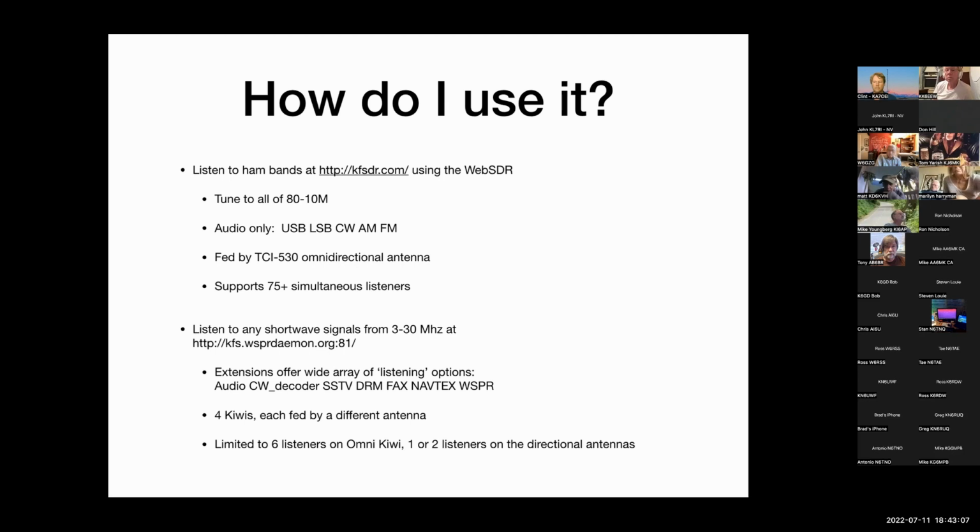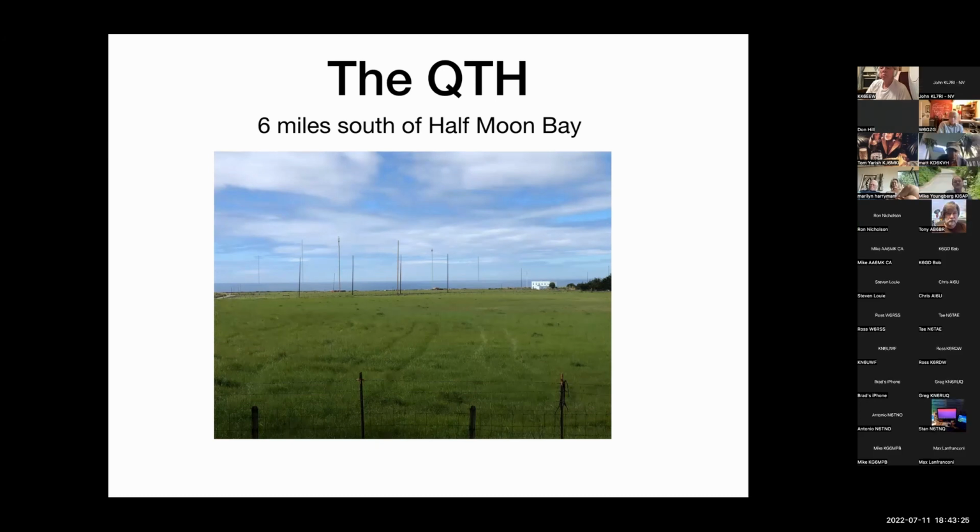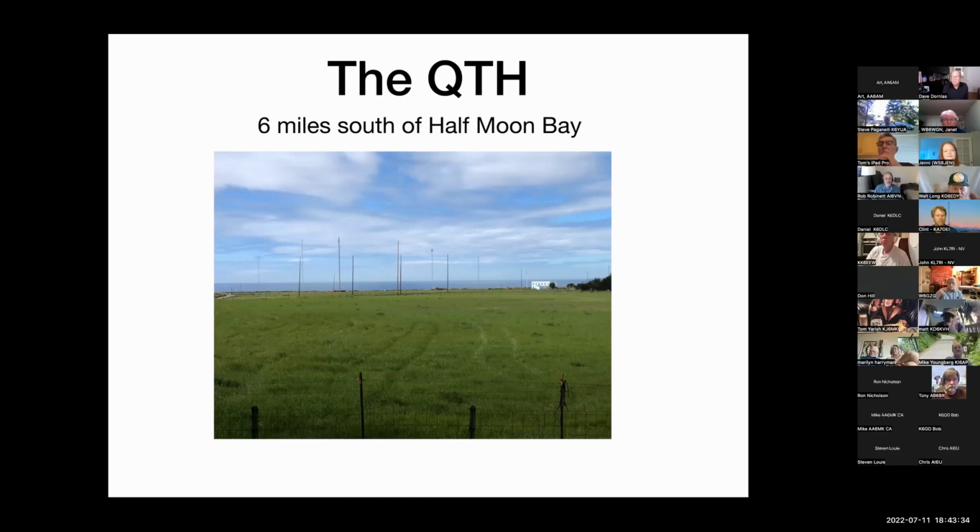Let's see if I can go to the next page. This is a picture of the QTH. If you have driven down Highway 1 about 6 miles south of Half Moon Bay on the ocean side, you can see this forest of towers. Some of them, the newer telephone pole ones, are no longer in use. But the taller ones that you can see in the background are in use, not only for ham radio uses. Really, we're beneficiaries of the primary users of this.